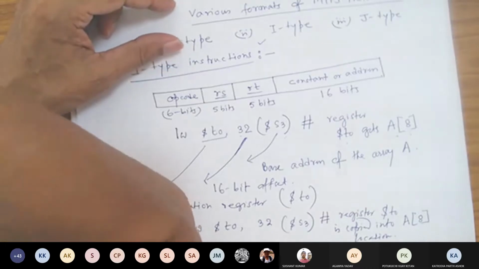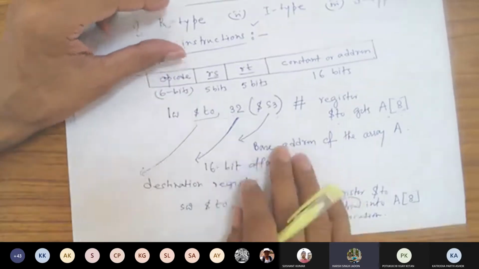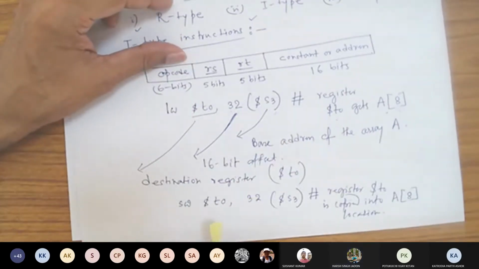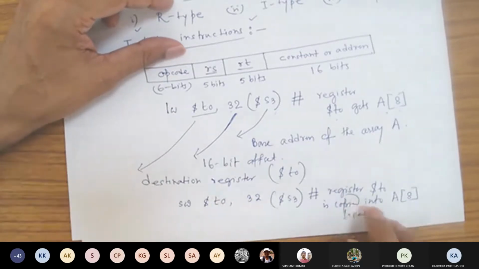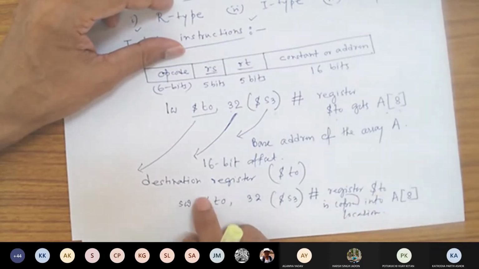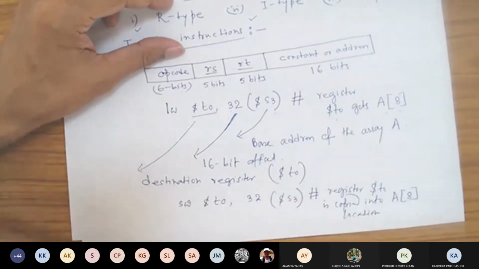In store, T0 is the source, because the register $T0 is copied into a location, so this is the source of the data. This is the source of the address.